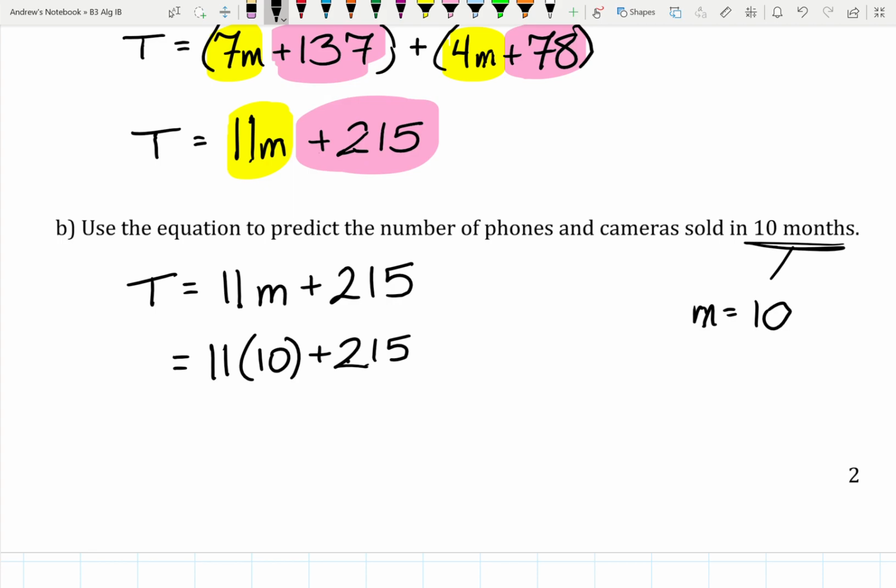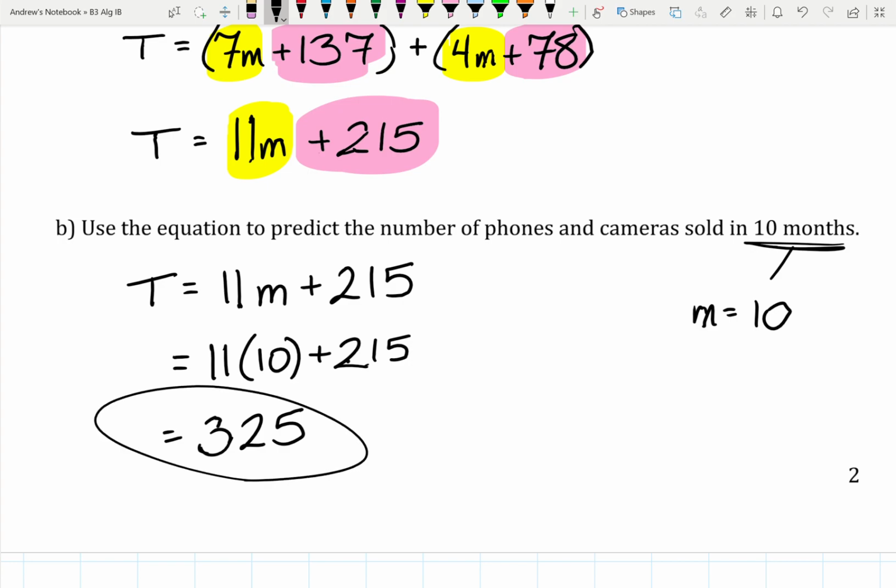When I do that out, all that's going to do is give me 325. So that 11 times 10 is going to give me 110. 110 plus 215 is 325 there. And then we're done. 325 phones and cameras total. That's it, and I am out.